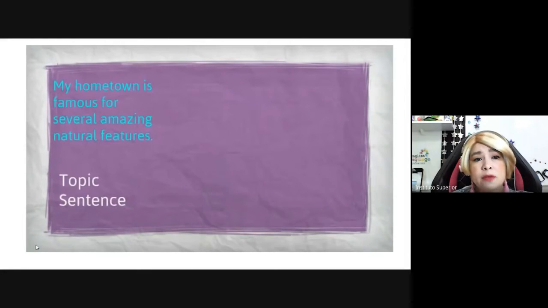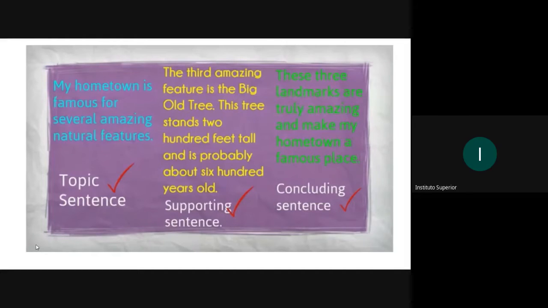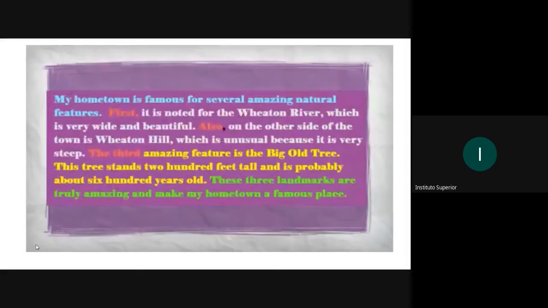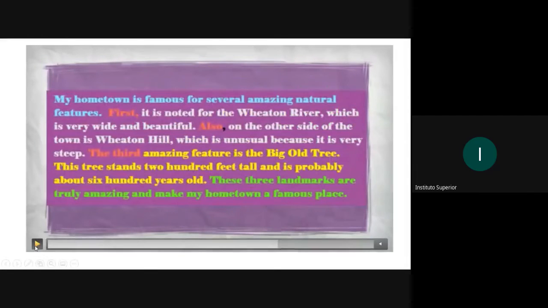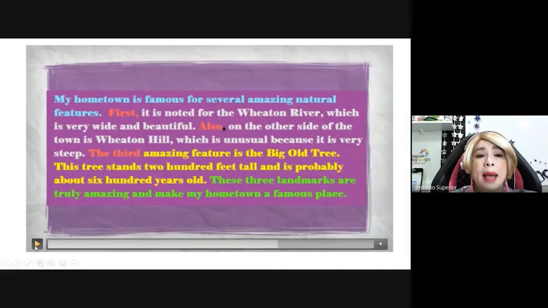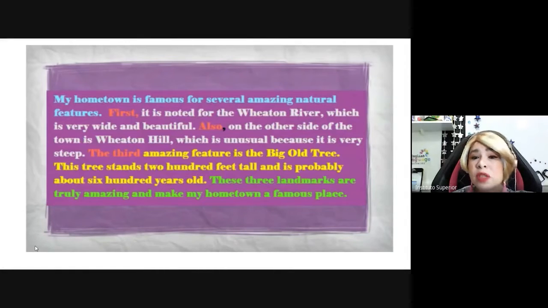Topic sentence: My hometown is famous for several amazing natural features. Then we have some supporting sentences here. My hometown is famous for several amazing natural features.